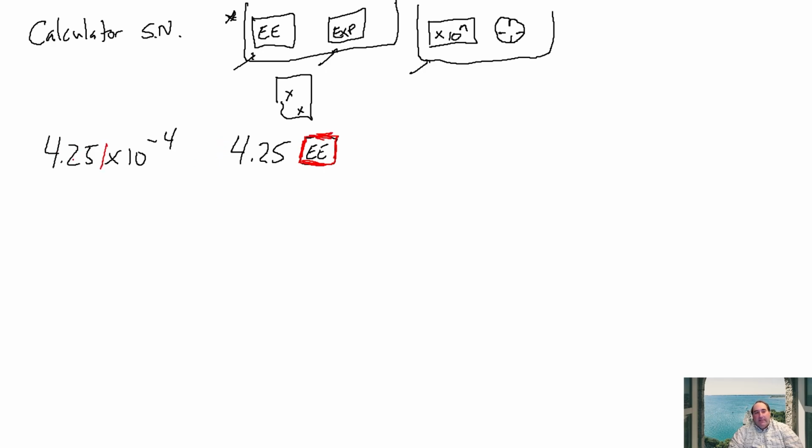It does represent the times 10 part of the number. So basically, when you hit that button, that is what it represents. And when it represents that, that means that you do not need to do what a lot of people do, and this is really where people make the mistake.